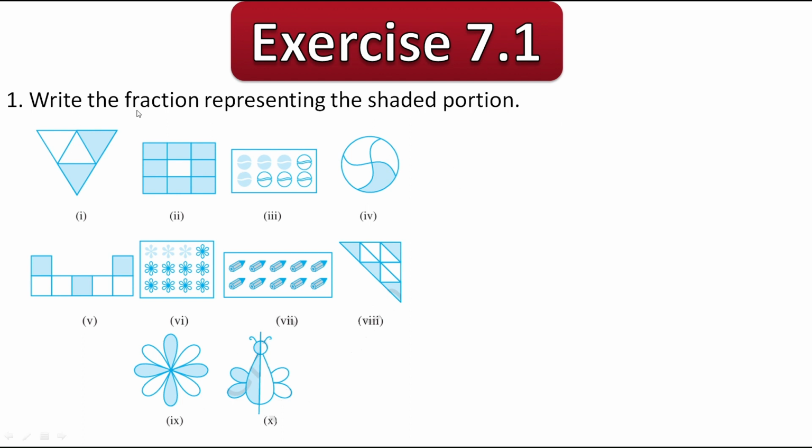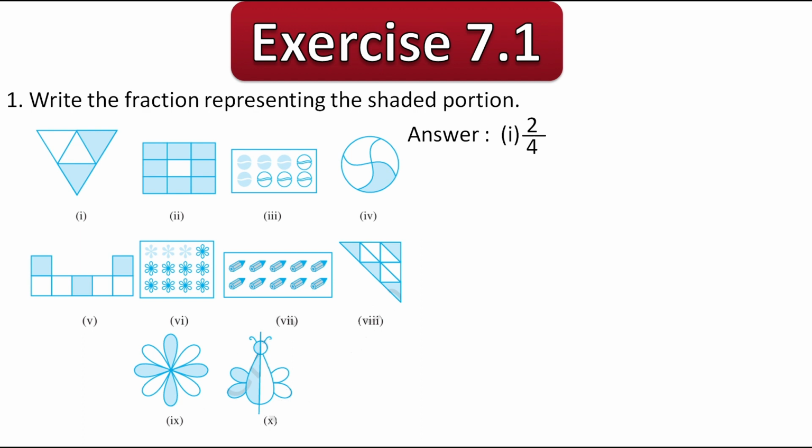Write the fraction representing the shaded portion. Okay, so how to represent? For that you have to see how many parts are there, and in that how many parts are shaded. Now here in this triangle we have 1 2 3 4 parts, and from 4 parts only 2 parts are shaded. So how are we going to write the fraction? First, up 2, and below we have to write 4, and in between them we have to draw a line. Okay, so why 2? Because there are 2 shaded parts. And why 4? Because there are 4 equal parts.